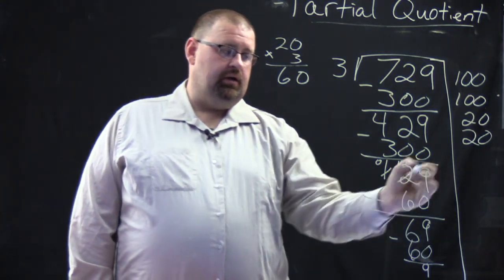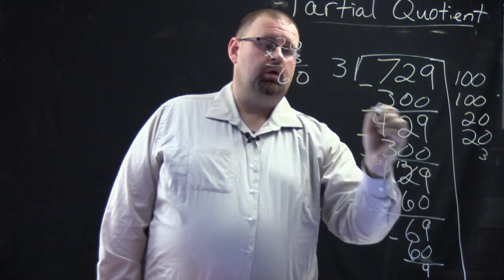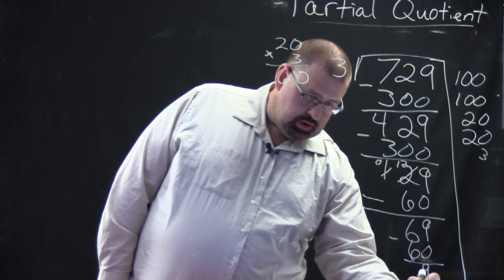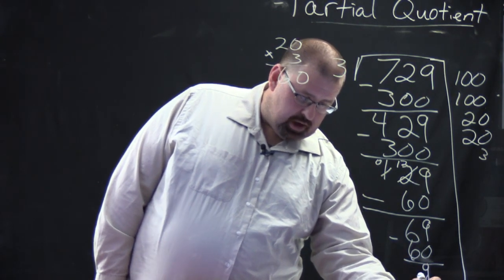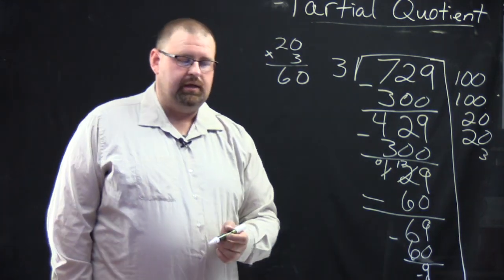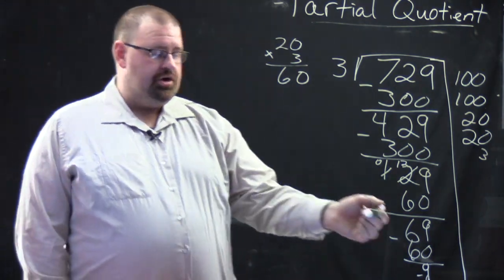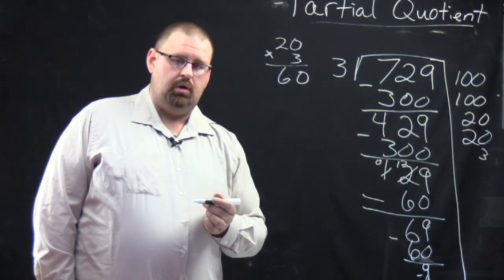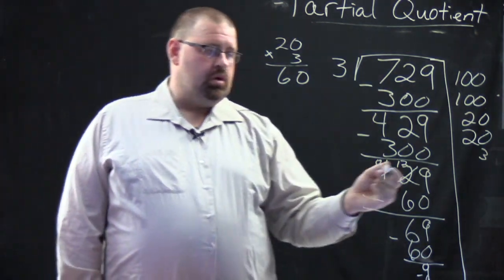3 goes into 9 3 times. 3 times 3 is 9. So we can do 9 minus 9, and I'm getting down to the bottom of my board there, but 9 minus 9 is 0. So we're done here. We have all the way down to 0. We went from 729 to 0. It looks great.